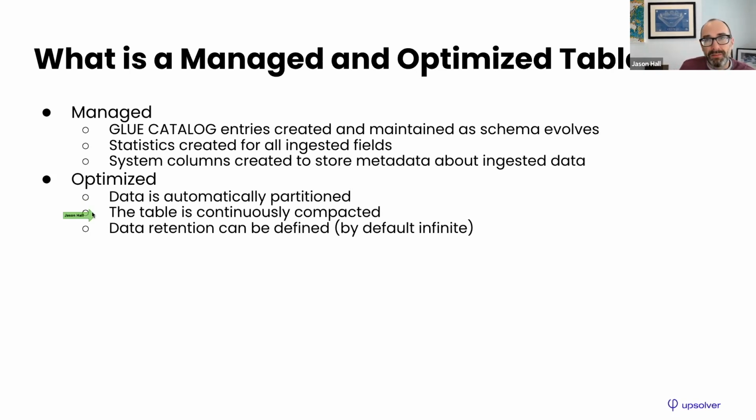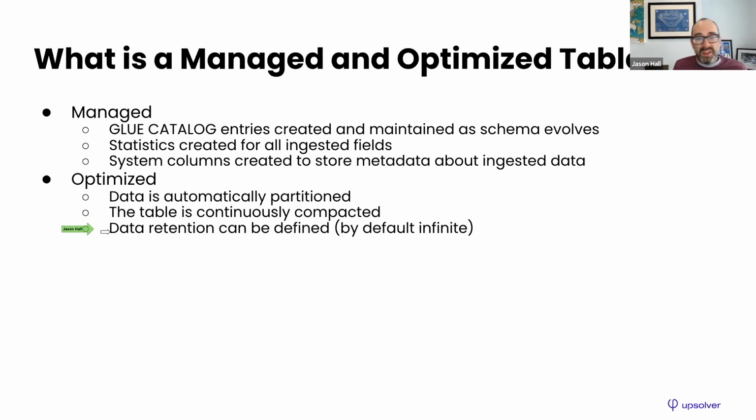Compaction basically means we can take very small files and compact them into larger files, which makes querying much more efficient. Event and streaming-based pipelines can often end up with millions and millions of very small files that can make querying very expensive and time-consuming. So we continuously compact that ingested data to make that much more efficient.